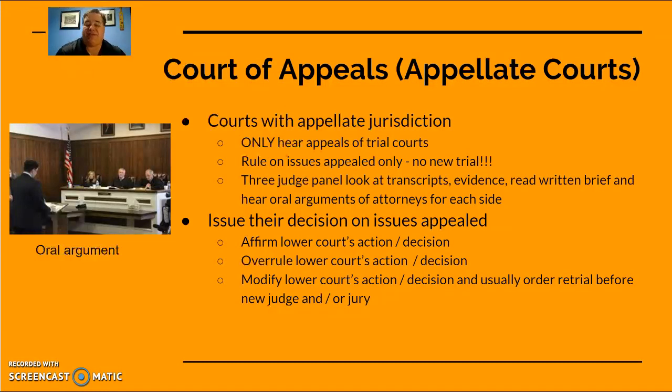They may modify the lower court's action. They order a retrial before a new judge and jury because one of the litigants didn't get justice. They didn't receive the proper justice because of this mistake at the original trial. So there's lots of different things that can happen with an appealed case.